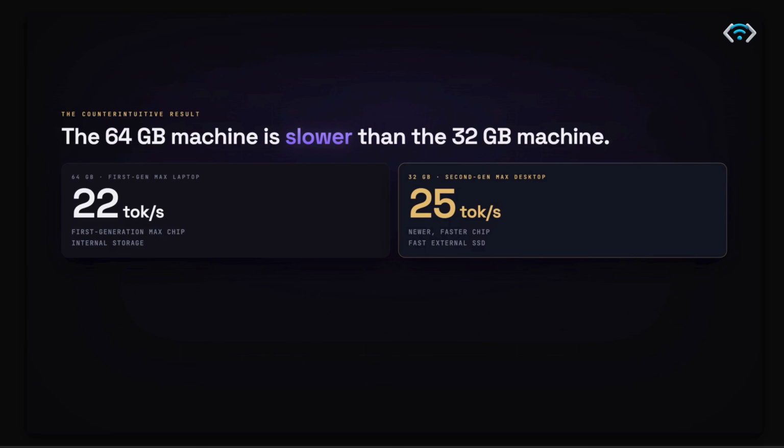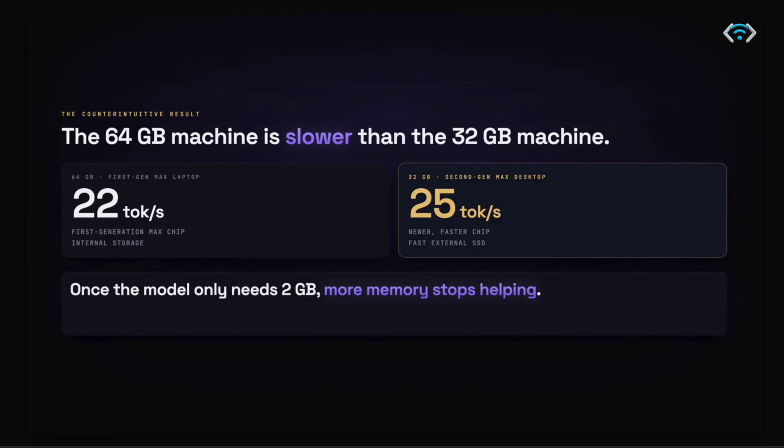Now look at those last two carefully because I had to read them twice. The 64 gigabyte machine is slower than the 32 gigabyte machine, which tells you something genuinely counterintuitive and genuinely useful. Once the model only needs 2 gigabytes, having more memory stops helping. You've removed memory as the constraint, so the variables that remain are chip tier and storage speed. The 32 gigabyte machine has a newer, faster chip, and it's reading from fast external storage, and it wins despite half the RAM. There's a second confirmation in the same table.